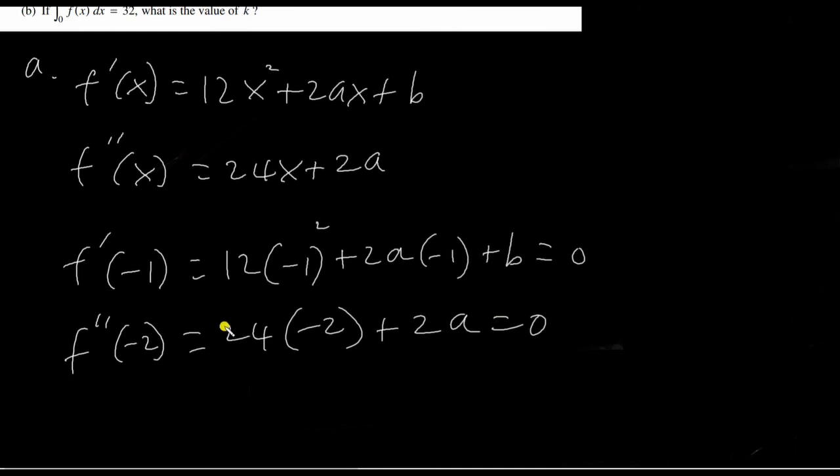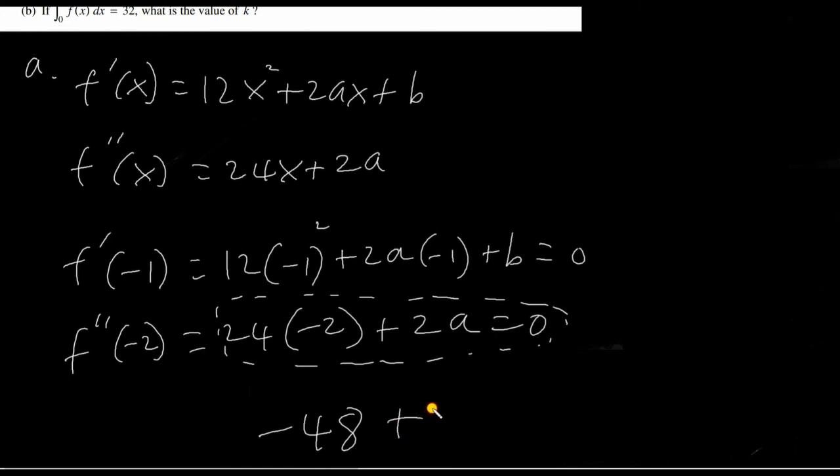And now they want the values of a and b, and it seems like, well, look at this. We have this guy here. This looks like an equation that we could easily solve for a with, right? It's just one variable. So -48 plus 2a equals 0. That means a is 24.